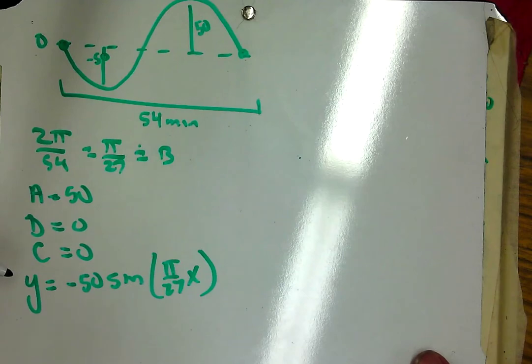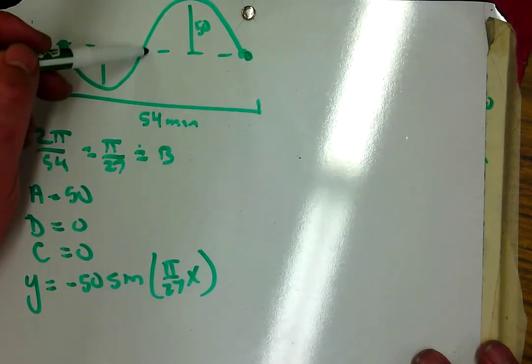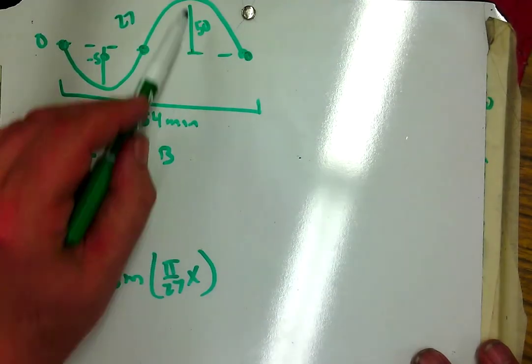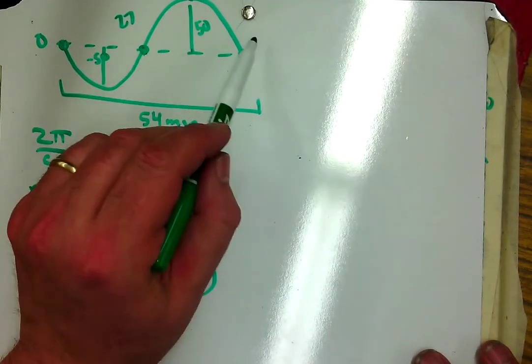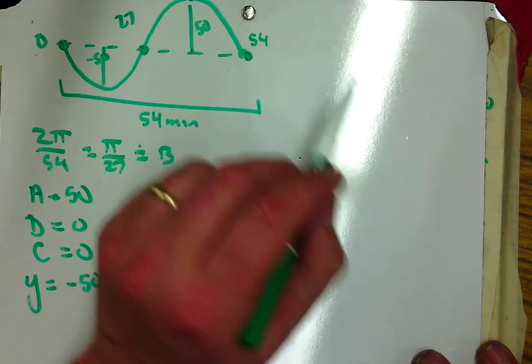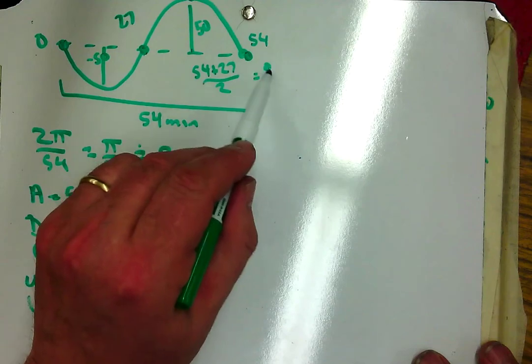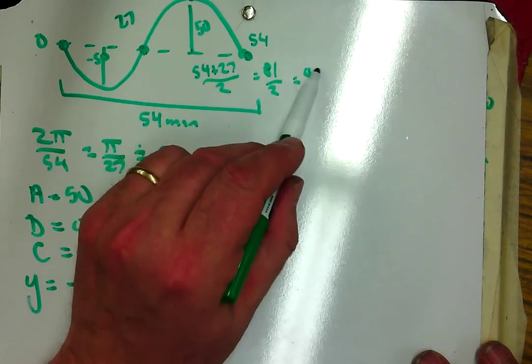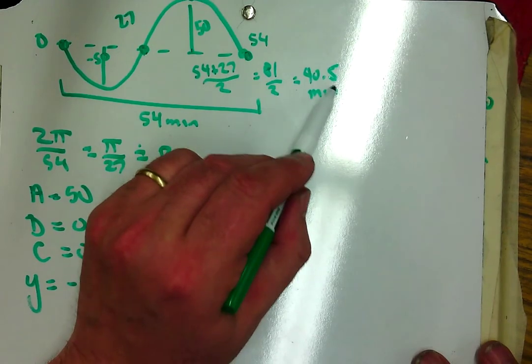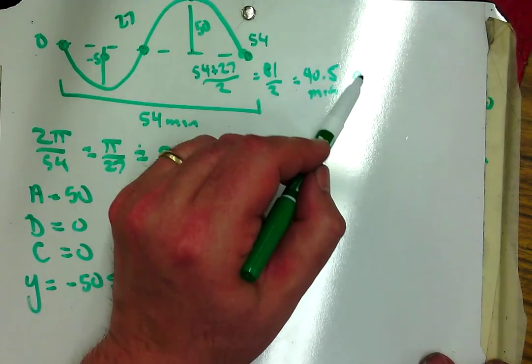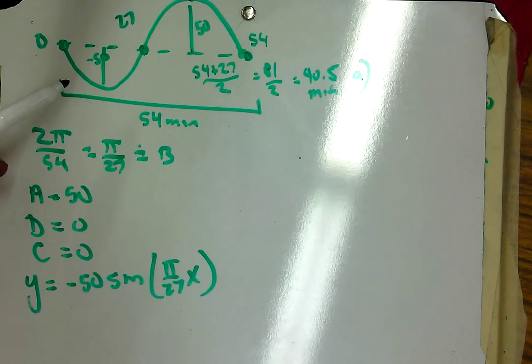There's our model. So let's see if we can answer some questions. At what time will the first maximum greatest distance above normal position occur? Well, if this is 0 and this is 54, halfway would be 27. And it looks like our first max occurs halfway between 27 and 54. So let's average those. 54 plus 27 over 2 is 81 over 2, or 40.5 minutes. At 40.5 minutes, we have our first maximum position.